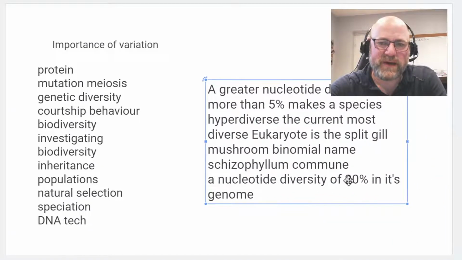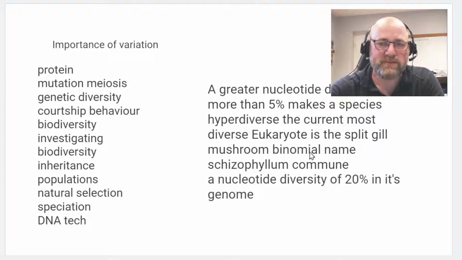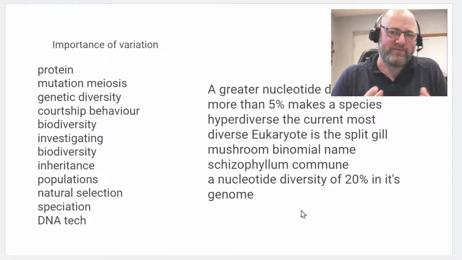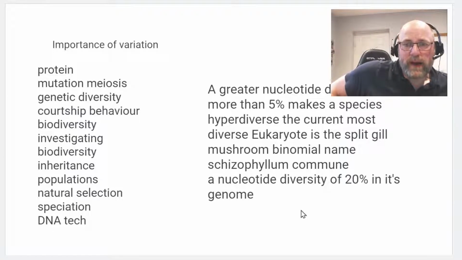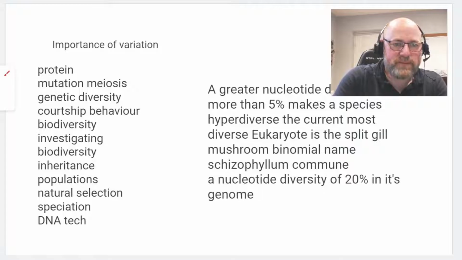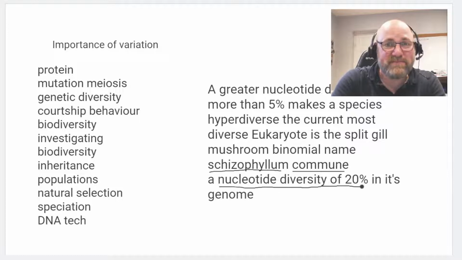Variation, you're not getting variation, but if you were, that's a little bit of extra-curricular knowledge. You can rewind this if you really want to take the chance and memorize that. Basically, most species, they can measure how much diversity there is within the species. And apparently the most diverse species in the world is the split gill mushroom, which is a fungus, binomial name Schizophyllum commune. So this would be beyond the spec if you've got something on variation. And it has a nucleotide diversity of 20%.